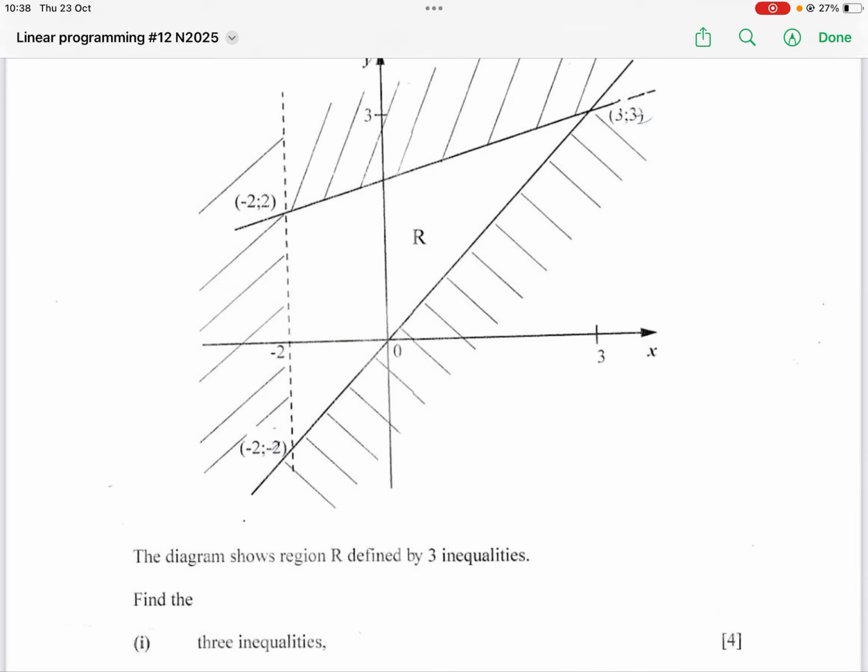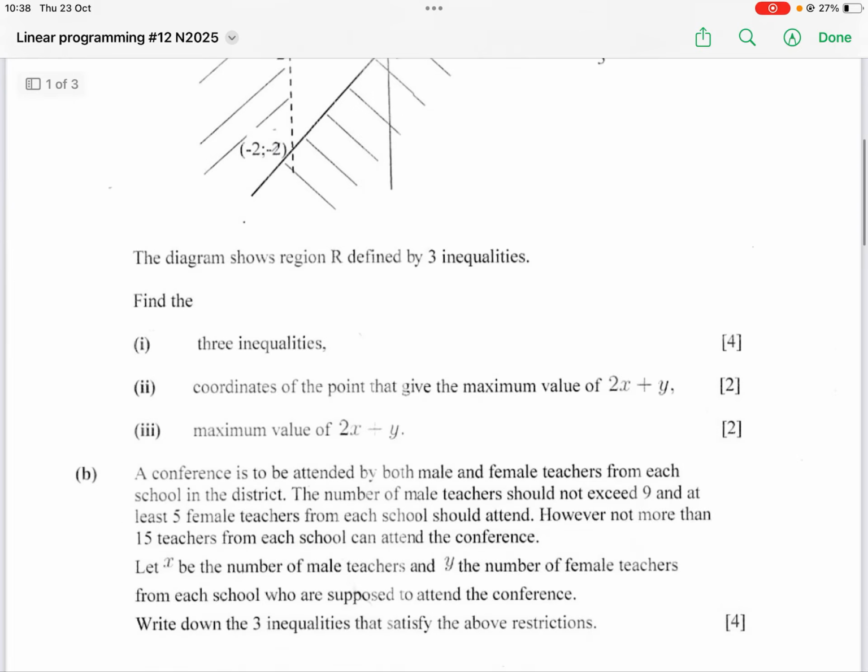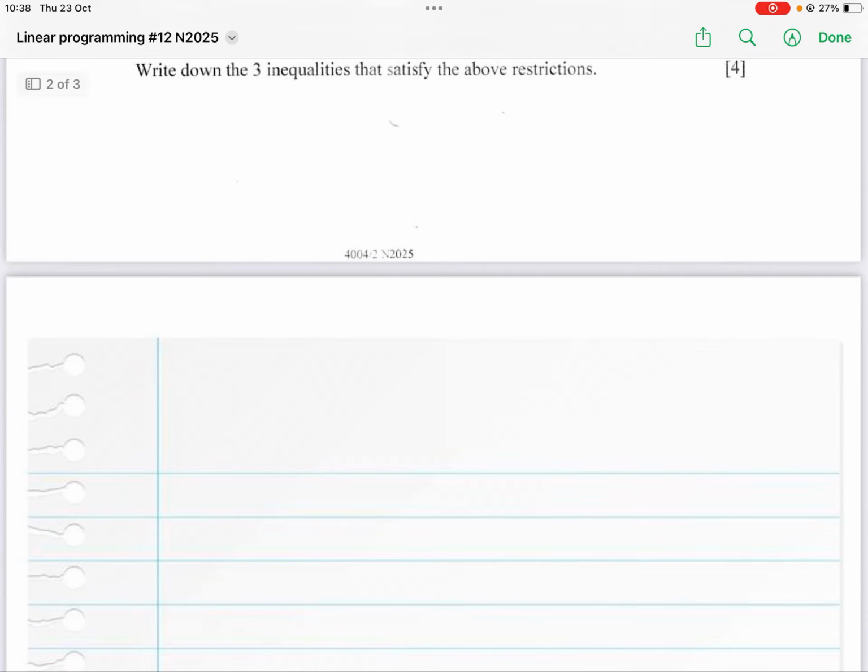The diagram shows region R defined by 3 inequalities. We are required to find the 3 inequalities. What is very important is to first see the name of the line. So let us start with the easiest one. We are having that vertical line which is broken and passing through -2. The name of that line is x is equal to -2.